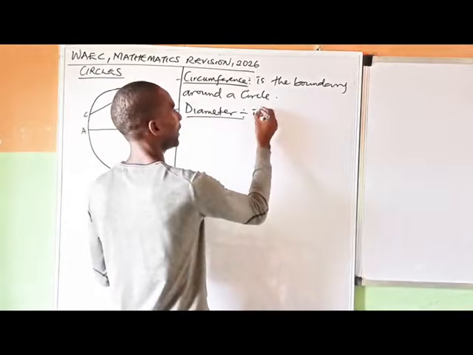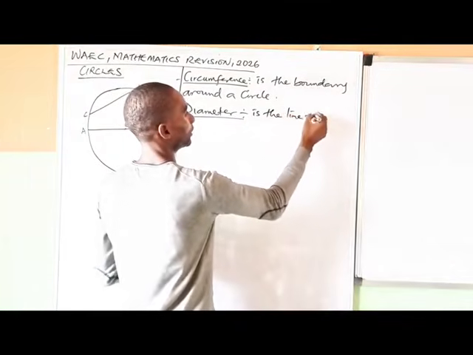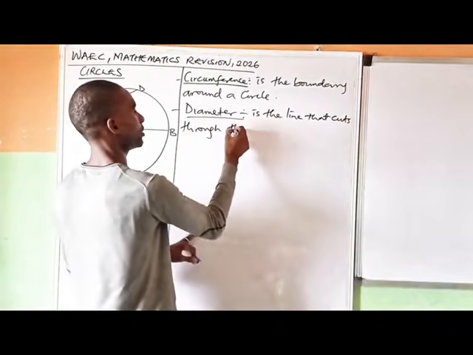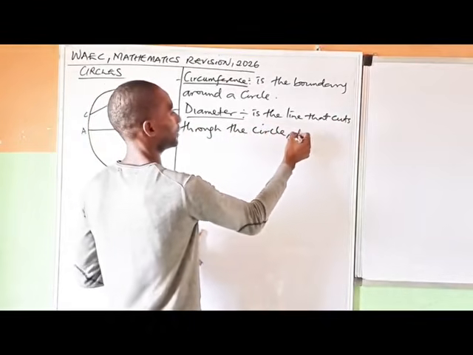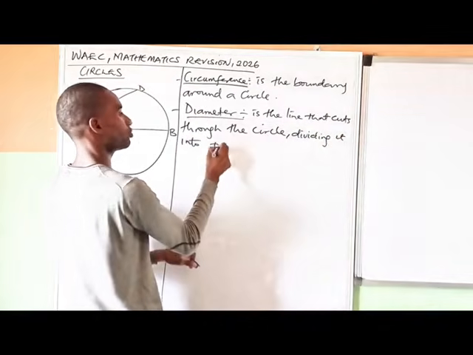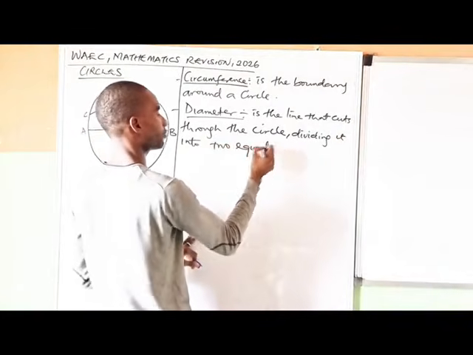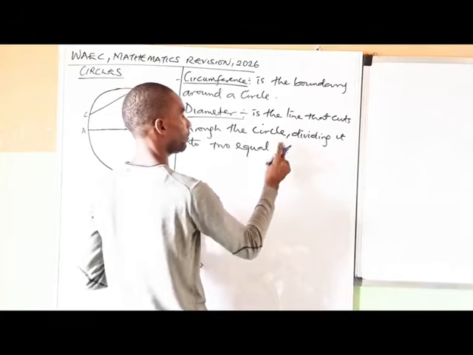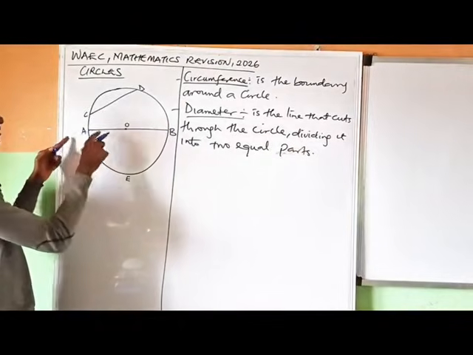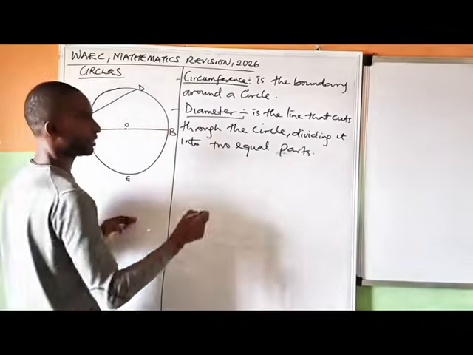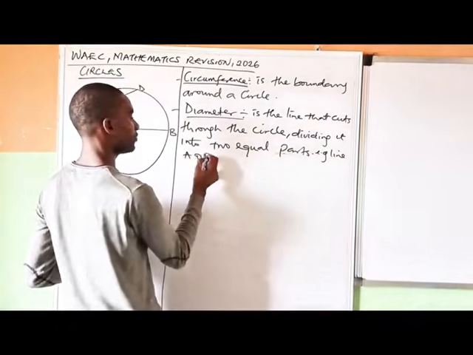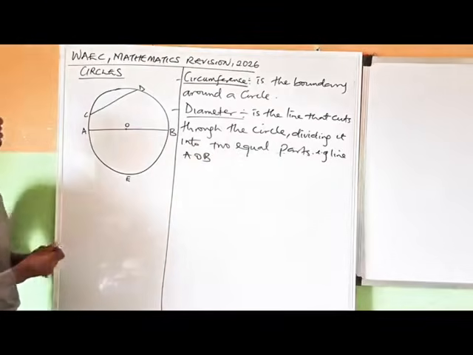So diameter is the line that cuts through the circle, dividing it into two equal halves or two equal parts, right? So as it is now, my AOB is my diameter. So e.g. line AOB, that is the line that cuts the circle into two equal halves.